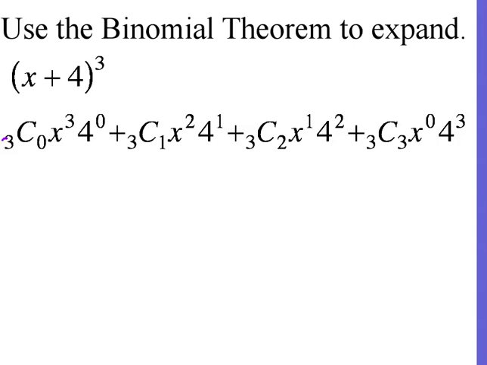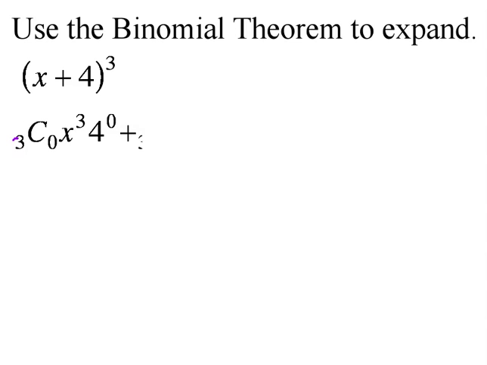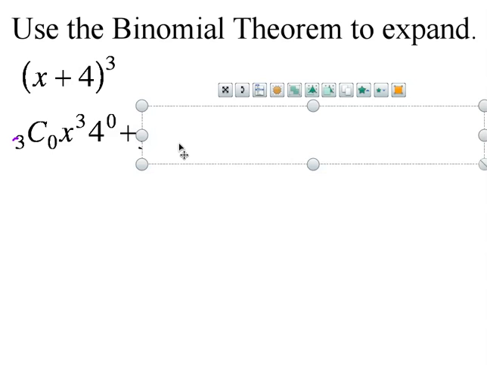I'm going to go ahead and actually cover this up so you can't see the rest. What's the 0 for? You always start with 0. Okay? In your calculator, what do you type? Just a 0. Yep. So 3 choose 0, x cubed, 4 to the 0 power. So now what I'm going to do is write my next one. So don't simplify that yet. We'll simplify that in a little bit.